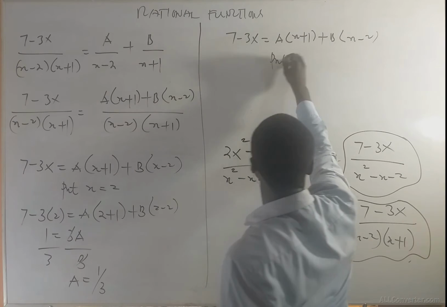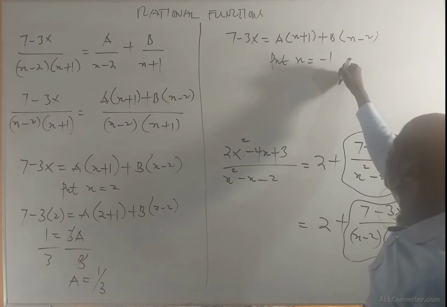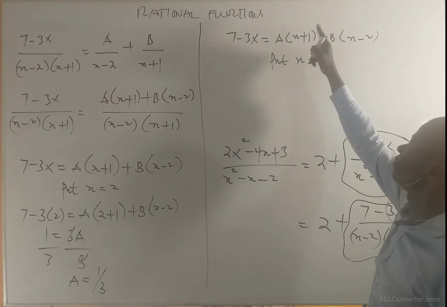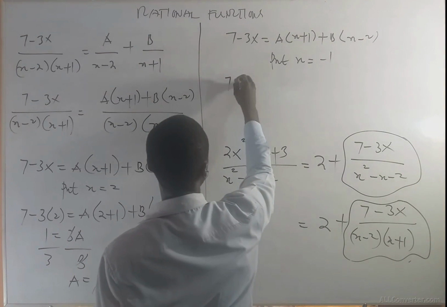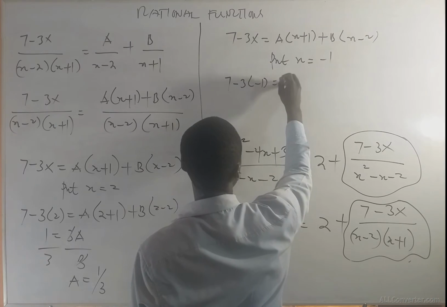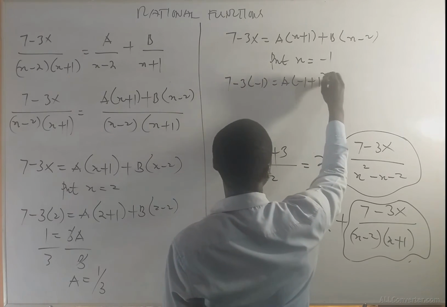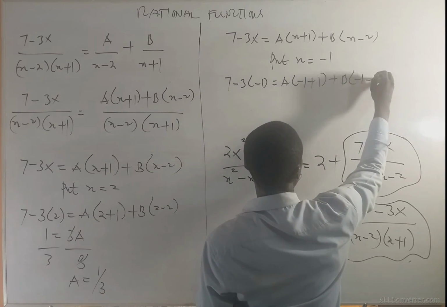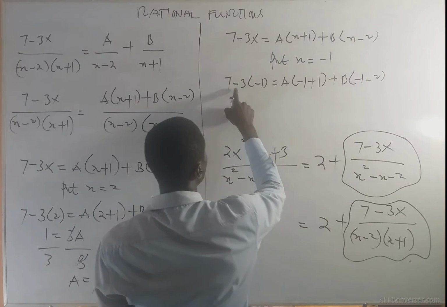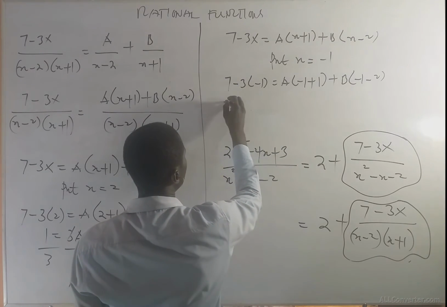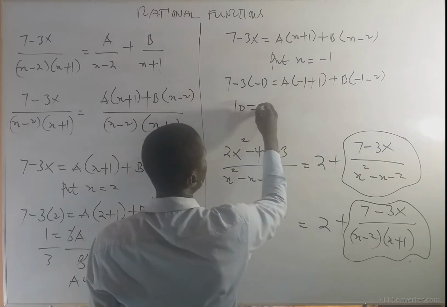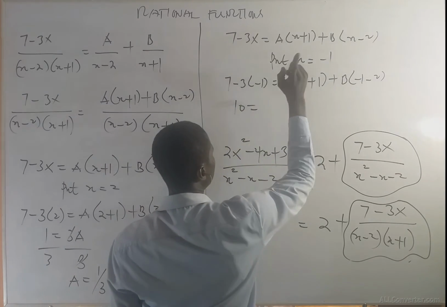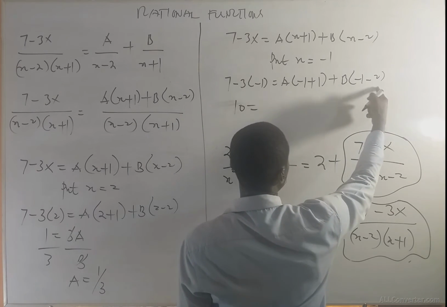Then we now put x to be equal to, this time round, let's take minus 1, because minus 1 plus 1 gives us 0. So a will be eliminated, so we can find the b. So we have 7 minus 3 times minus 1 equals a into minus 1 plus 1 plus b into minus 1 minus 2. So 7 minus 3 times minus 1 will be plus 3, so 7 plus 3 here will give us 10. Then minus 1 plus 1, 0 times a is 0. Then minus 1 minus 2 is minus 3 times b.